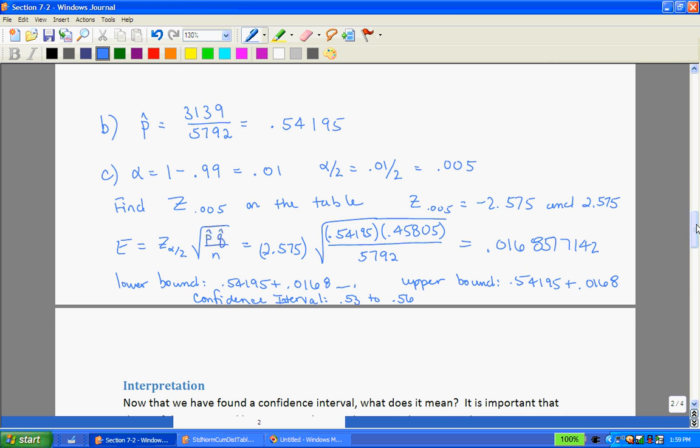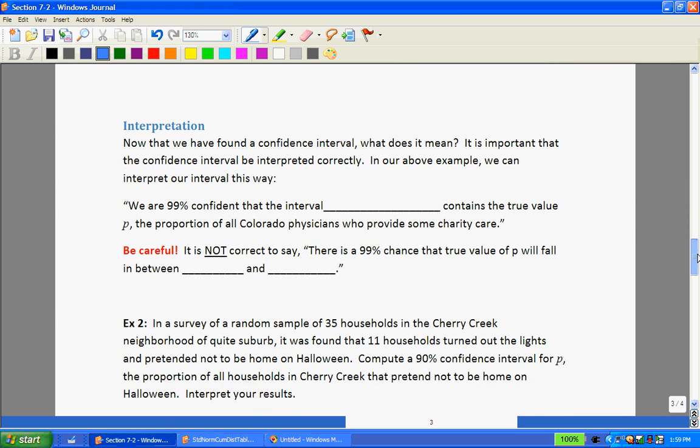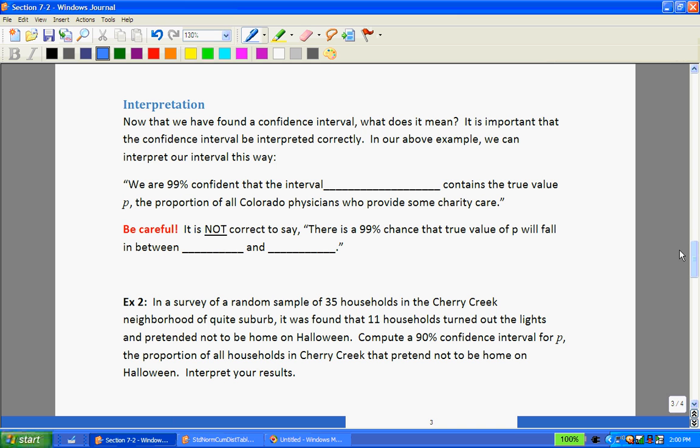Well, what does that mean? It's really important that the confidence interval be interpreted correctly. In our above example, we can interpret our interval this way. We are 99% confident that the interval 0.53 to 0.56, which is another way to write it, contains the true value P, the proportion of all Colorado physicians who provide some charity care. Be really careful how you state this, because it's not correct to say there's a 99% chance that the true value of P will fall in between 0.53 and 0.56.